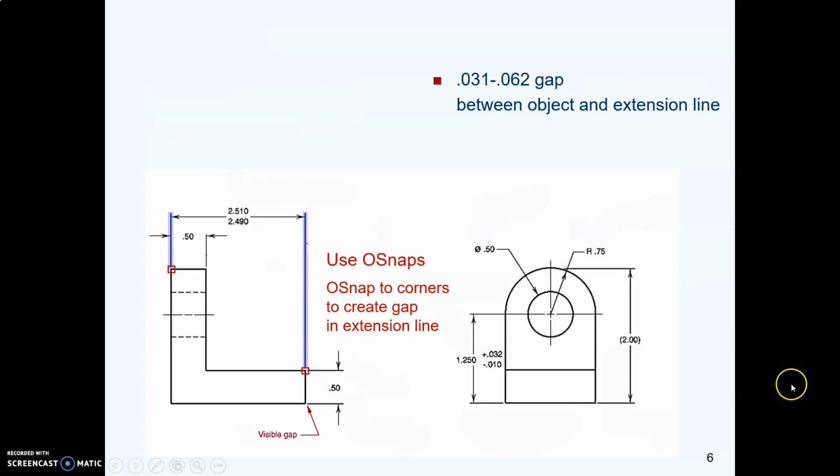And when you're dimensioning a part, in AutoCAD, when you get the dimension command, you snap with OSnap to the corners you want to dimension, and AutoCAD will automatically put in a gap between that corner and where the extension line starts. It does that for you. If you snap someplace else, like let's say you snap down at the bottom, you won't be able to see that gap and it'll look not good. So we always want to snap to those corners.